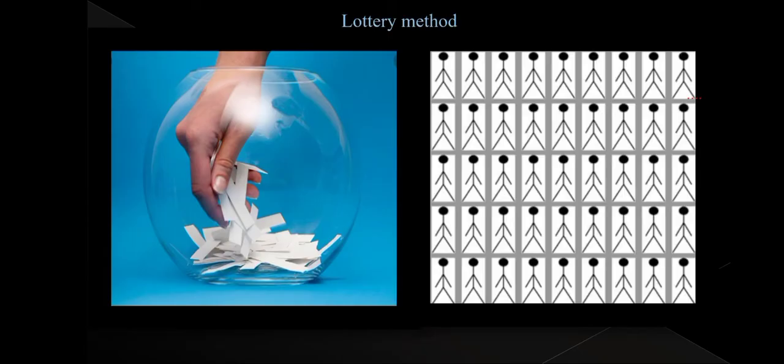Consider an example. Suppose in a class there are 100 students. Here you can see the students. 10 students are sitting on each bench. I will give numbers to all the students from 1 to 100, and chits will be written from 1 to 100 and all the chits will be put in a bowl. Now I will remove 5 chits randomly from the bowl. So I will get 5 students. So 5 students are selected here, and those 5 students are called the sample.